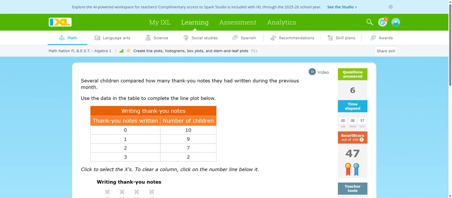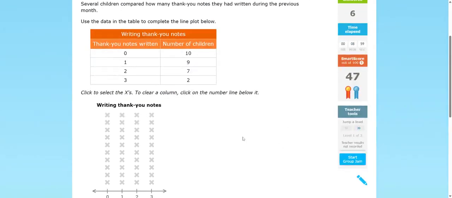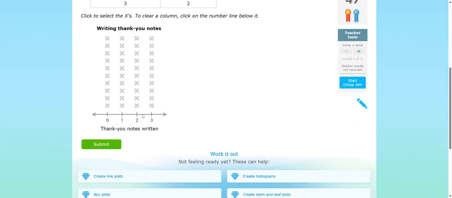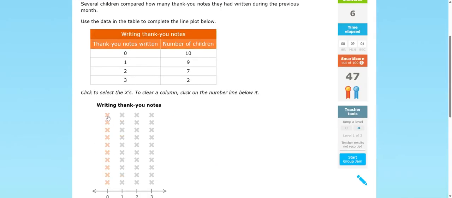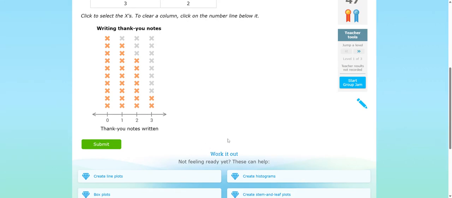Okay. We've got to fill out all the different sections. So there's 10 zeros. Presume that's 10. 9 1s. 7: 1, 2, 3, 4, 5, 6, 7. And then 2 of those. And there we have a line plot.